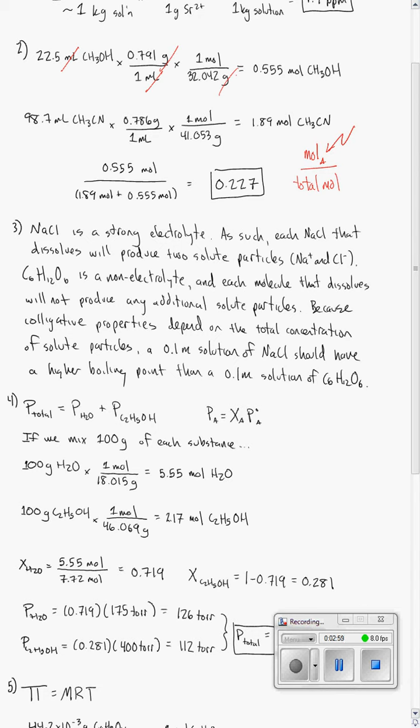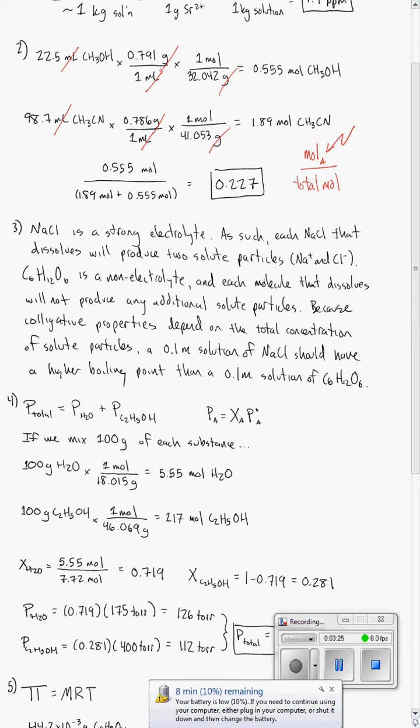We can take similar steps with our CH3CN. We go from our volume to mass using density. Multiplying by density cancels out milliliters. We can then go from grams, our mass, to moles using the molar mass. If we divide by the molar mass of CH3CN, which is 41.053 grams per mole, you get 1.89 moles of CH3CN.